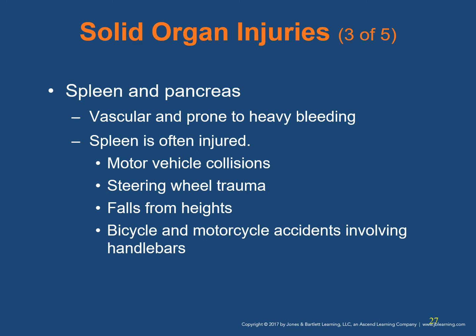The spleen and pancreas are also very vascular. Both are prone to heavy bleeding when fractured, lacerated, or punctured. The spleen is often injured from motor vehicle collisions, especially in cases of improperly placed seatbelts, steering wheel trauma, falls from heights or onto sharp objects, and bicycle and motorcycle accidents where the patient hits the handlebars on impact.